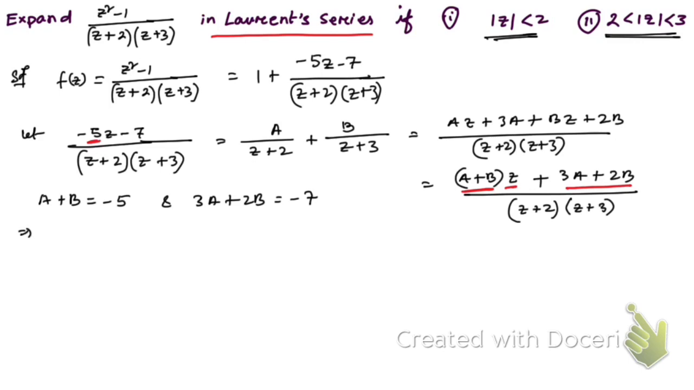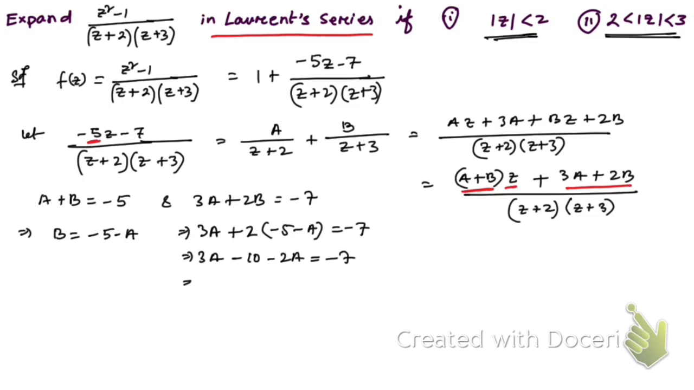Now you see, you can write b is equal to minus 5 minus a, right? Now let's put that value of b here: 3a plus 2 into minus 5 minus a is equal to minus 7. Then 3a minus 10 minus 2a is equal to minus 7, and 3a minus 2a is a, right? And minus 10 on the other side becomes plus 10, 7 plus 10... actually minus 7 plus 10, that's going to be 3. So we have got a is equal to 3.